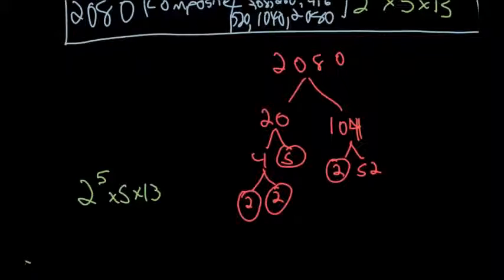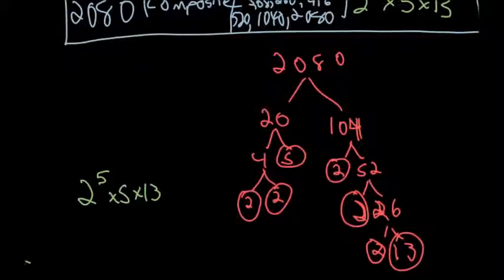And then 52 can be broken down to 2 times 26. And 26 can be broken down into 2 times 13. So if you count, I got 1, 2, 3, 4, 5 2's. So that's 2 to the 5th, 1 5, and 1 13. So I get the same answer, 2 to the 5th times 5 times 13.